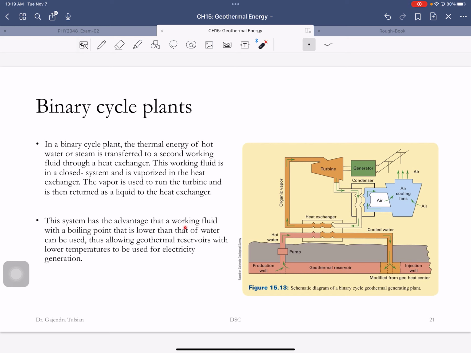This system has the advantage that a working fluid with a boiling point lower than that of water can be used, thus allowing geothermal reservoirs with lower temperatures to be used for electricity generation.